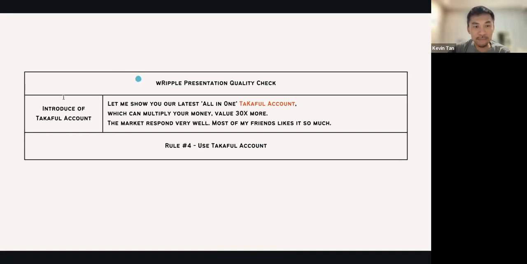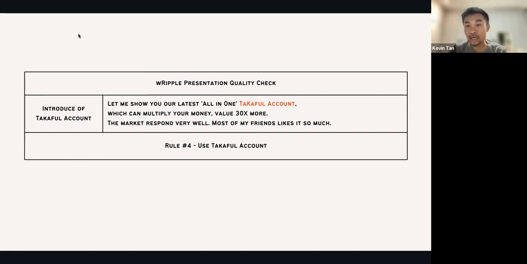So I will tell them, let me show you our latest all-in-one Takaful account, which can multiply your money 30 times more. Say 3,000, multiply 100,000, 30 times. Your money becomes 30 times more. And then the market responds very well. Most of my friends like it so much. So I just want them to be curious and say, okay, tell me. So this one's simple. That's how you introduce it, as long as you use Takaful account.